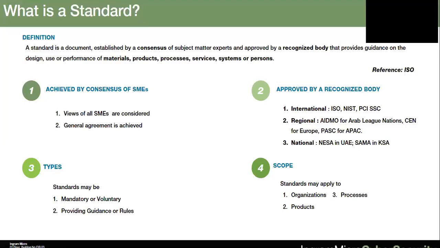Also, a standard has to be approved by a recognized body. That's section 2 on this slide. On the international level, we know that organizations such as ISO or NIST, for the people who are not familiar with NIST, it's a federal agency within the United States Department of Commerce, and the PCI Council are some good examples.